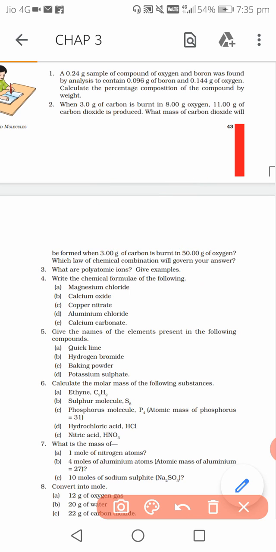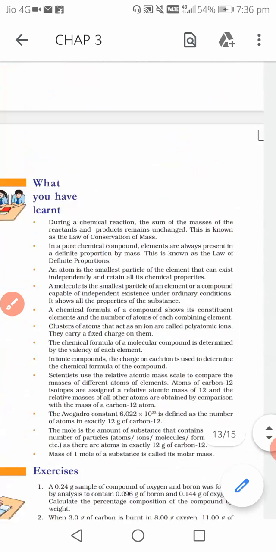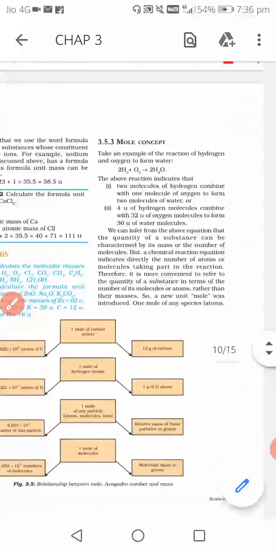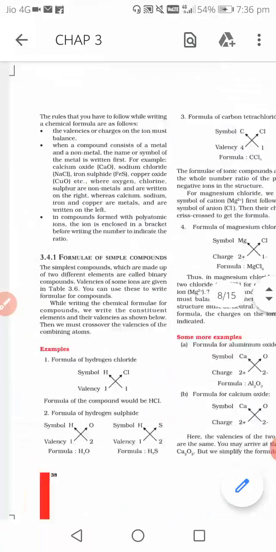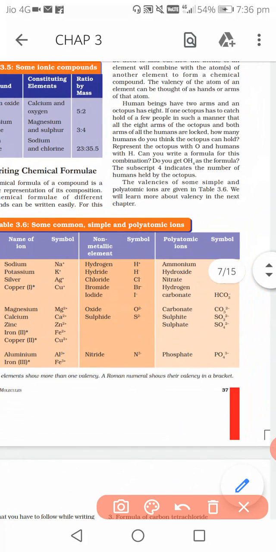Then number 3, I think you know this one. We already discussed polyatomic ions, and you have to give an example. The definition I probably gave you, and examples are given in this table. Many examples are there, you can take 2-3 from here. These all are polyatomic ions.